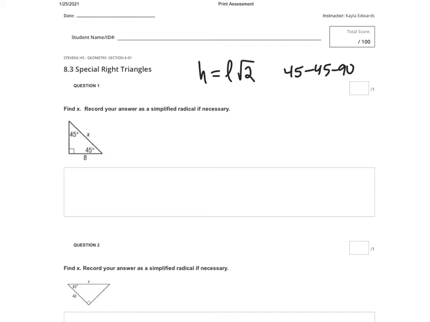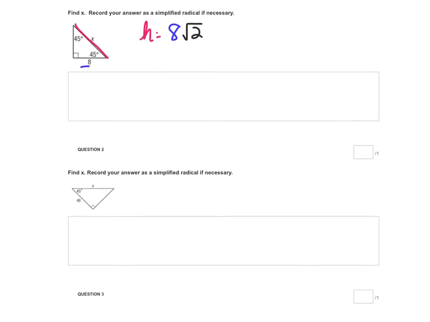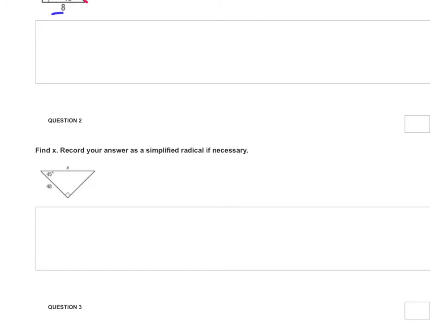Okay, so here we have our x, so that's going to be our hypotenuse. So we can say hypotenuse equals our leg length of 8 square root of 2. So that one was pretty easy, pretty straightforward. Moving on, we have our formula h equals L square root of 2. We have our hypotenuse here, which is our missing value, so h equals L, which is our leg of 48, square root of 2. So these we're actually just having to plug in, okay?